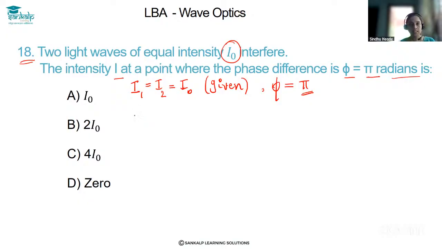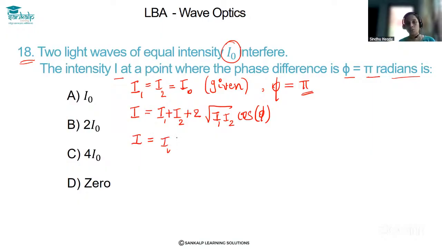So the formula is the resultant intensity, I is equal to I1 plus I2 plus 2 square root I1 into I2 cos pi. This is the expression. Now we have to substitute in the place of I1 and I2, that is I0. The expression becomes I is equal to I0 plus I0 plus 2 square root I0 into I0 cos pi. What is the value of cos pi?